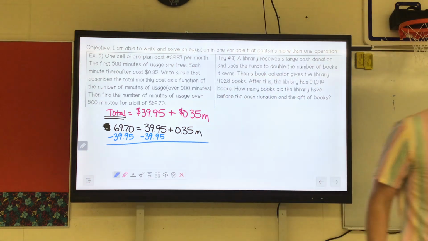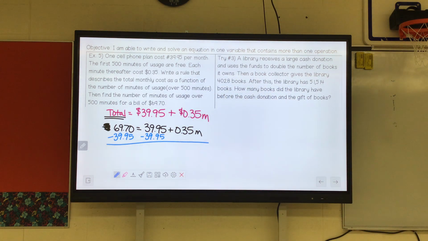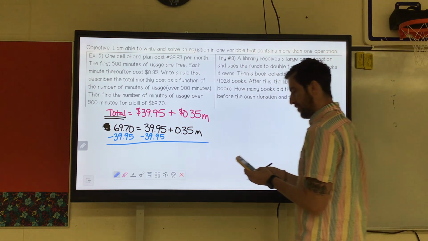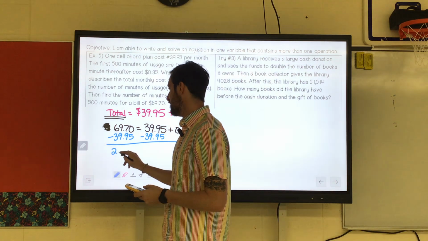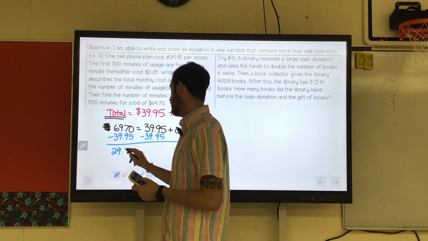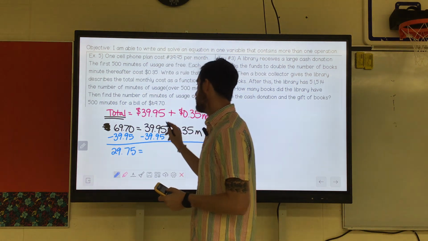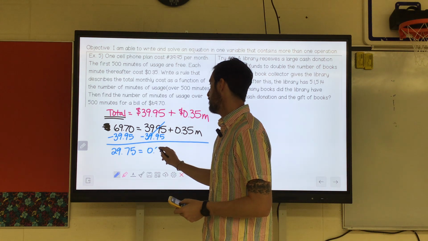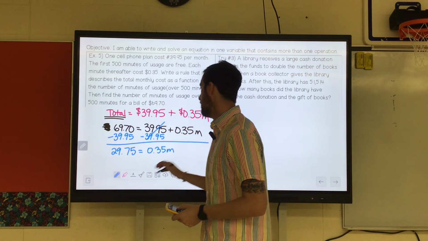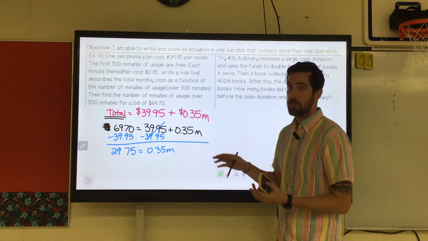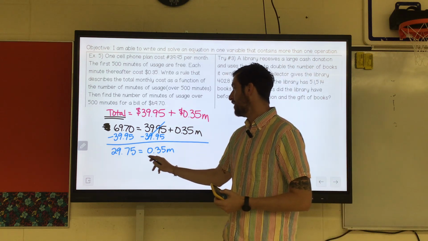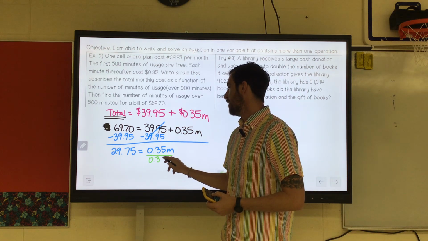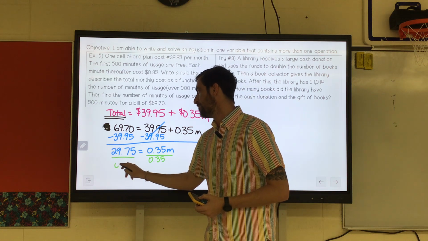Oh man, I'm going to have to divide by 0.35. Let me grab my calculator. 69.70 minus 39.95. We got $29.75 equals, these cancel out, 0.35 M. Now it's 35 cents per minute. So we're going to have to divide by the 0.35 to cancel out the multiplication.